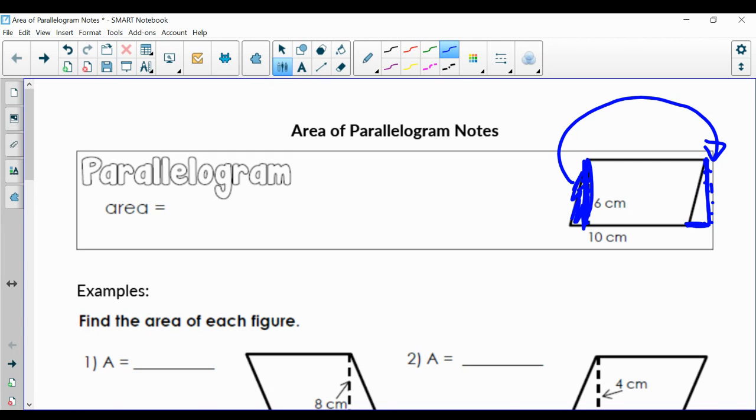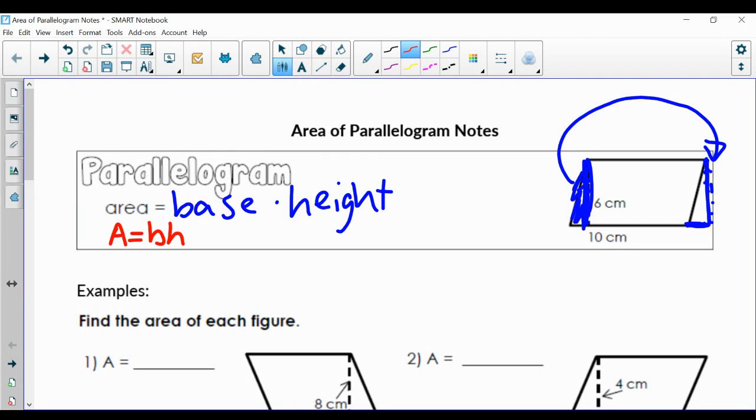So let's get to our formula. The area formula for a parallelogram is going to be area equals base times height. And like I said, I'll write it in word form, and then underneath, I'll write it in variable form. So A equals B times H is our formula. And so when we're looking at parallelograms, when you think base, you think bottom. So our base is always going to be on the bottom.